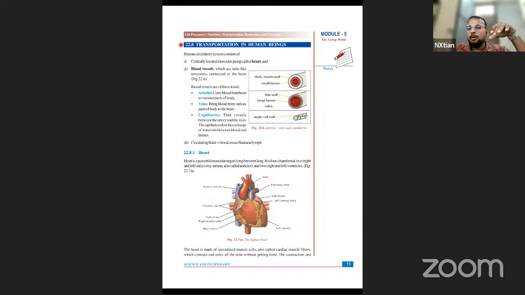Okay. So now, basically, blood vessels are of three types. We learned that, and circulating fluid we have also done. It's basically blood, and lymph we will do tomorrow.